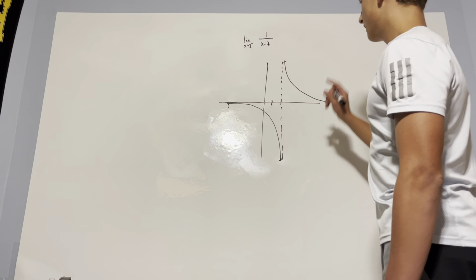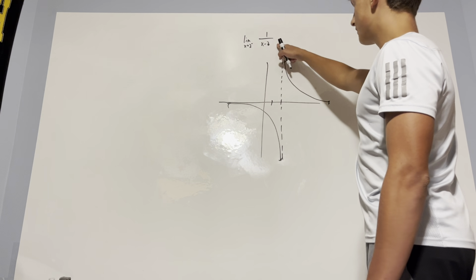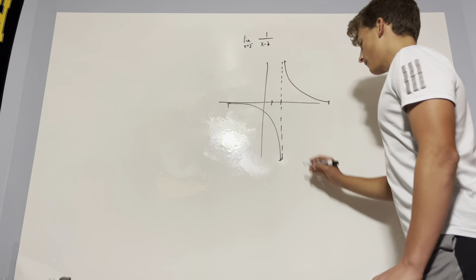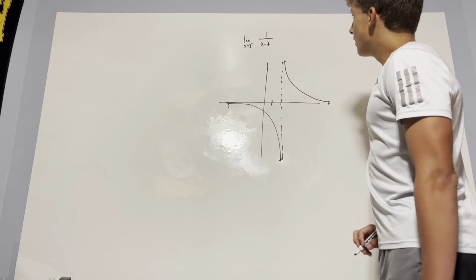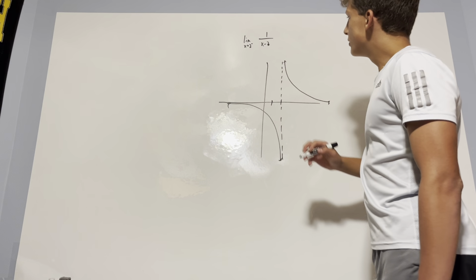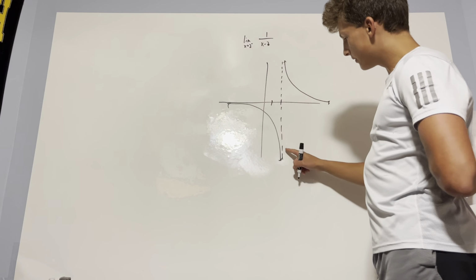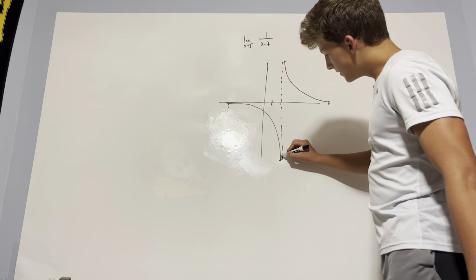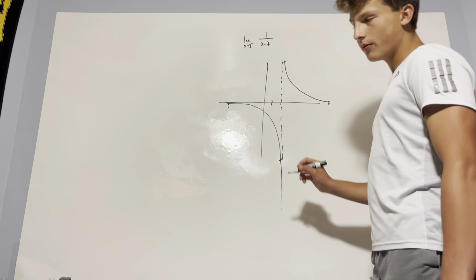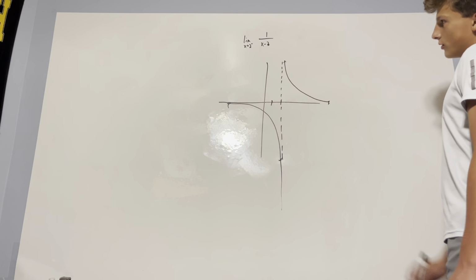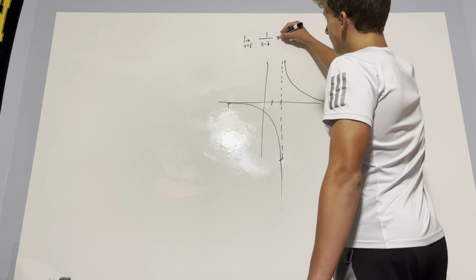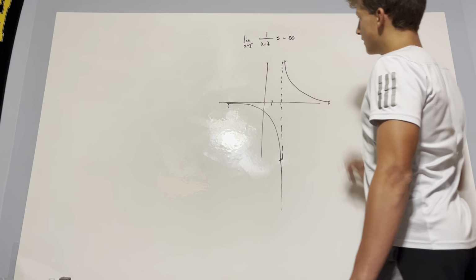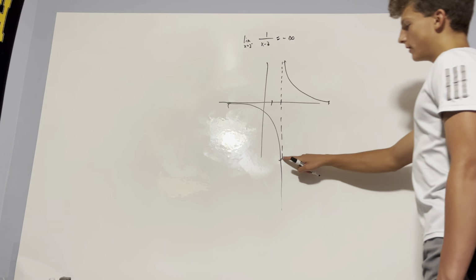So let's look at it graphically, and then let's look at it analytically. First graphically, if x is approaching 2 from the left, let's look at the left here. As x approaches 2 from the left, it seems that this is going down, down, down, all the way to negative infinity. So graphically, we can say that this is negative infinity. Now let's check analytically.